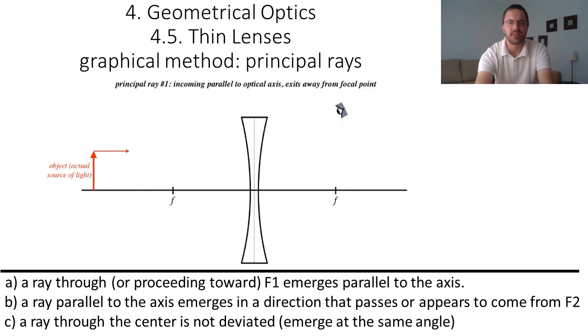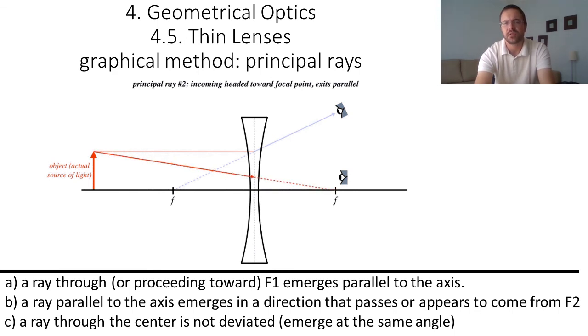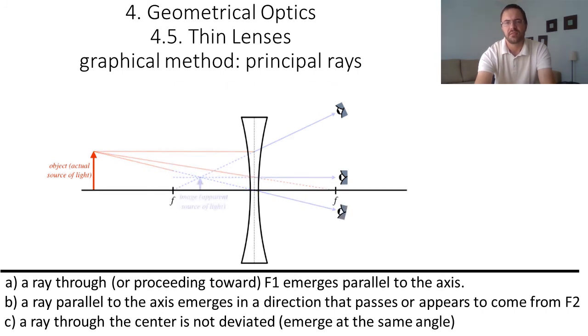But in this case, you still have that a ray parallel to the axis emerges in a direction that passes or appears to come from F2. A ray through or proceeding towards F1 emerges parallel to the axis, and a ray through the center is not deviated and emerges at the same angle.